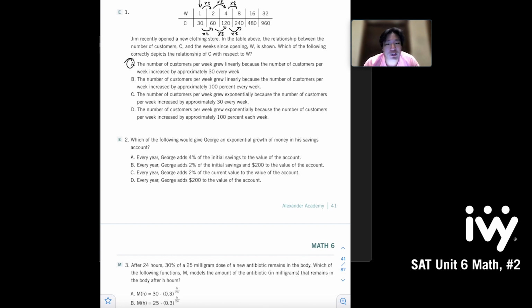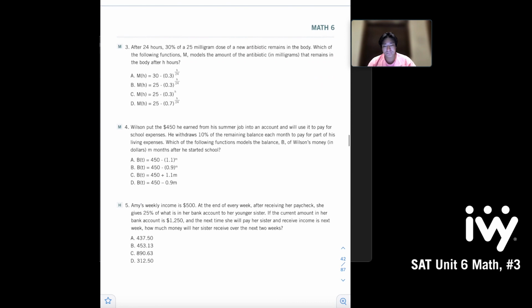Option C says every year George adds 2% of the current value of the account to the value of the account. This is actually exponential because we're adding 2% of our new amount each year. So that 2% gets bigger and bigger and bigger. So we're going to pick C. But let's take a look at D as well to make sure. D says every year George adds $200 to the value of the account. Again, very similarly to A and B, this is going to be linear growth because you add the same amount every year.